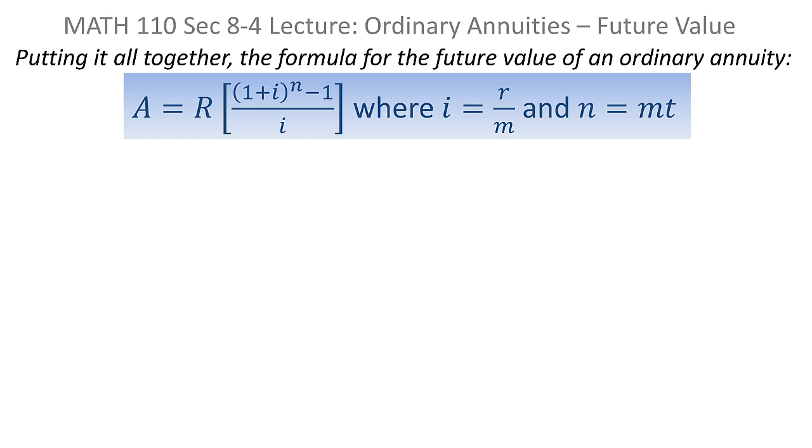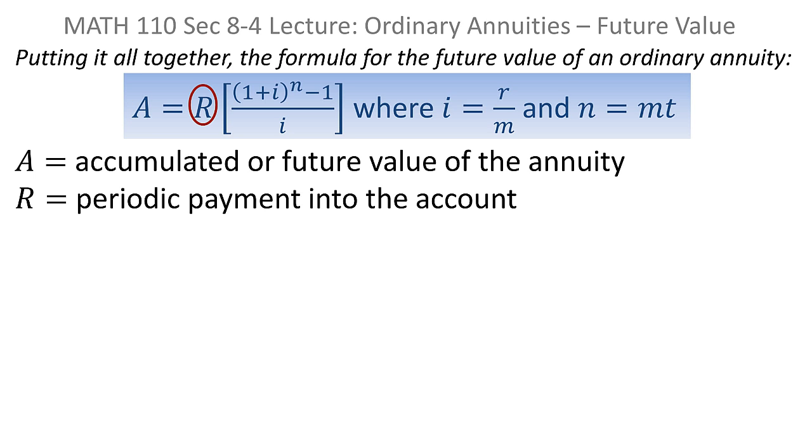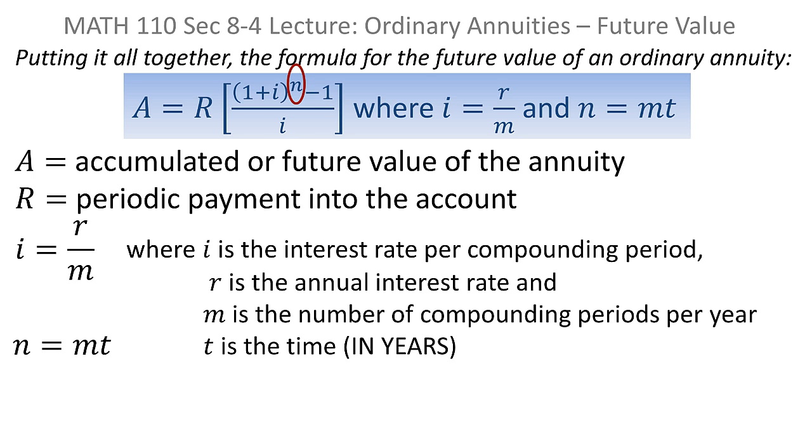So if you put all this together, there's your basic formula. Again, capital A is what it always was, the accumulator or future value of the annuity. Capital R is the periodic payment into the account. That's the new thing. And little i is the interest rate per period, which you get by taking the annual interest rate r divided by the number of compounding periods m. And n is m times t, just as it was before. So as I said, there's a new formula, but there's only one new variable, and that's capital R.